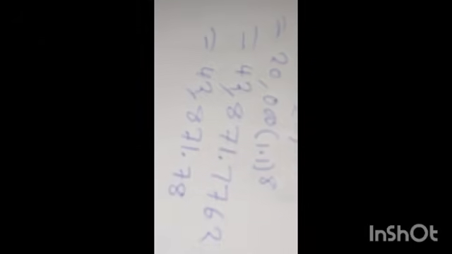So 20,000 times 1.1 to the power 8 gives 42,871.7762. From here you can just round it off to be 42,871.78. So this is our T of 9.